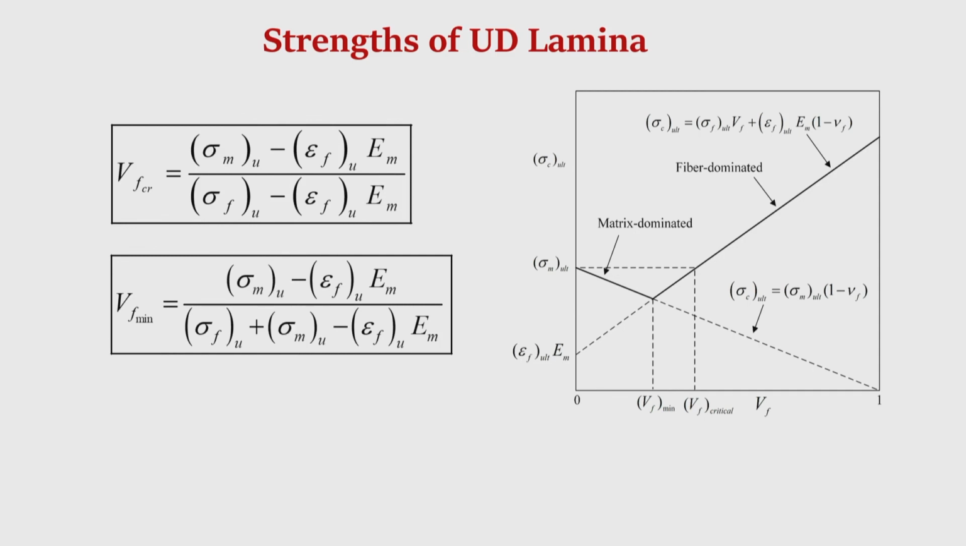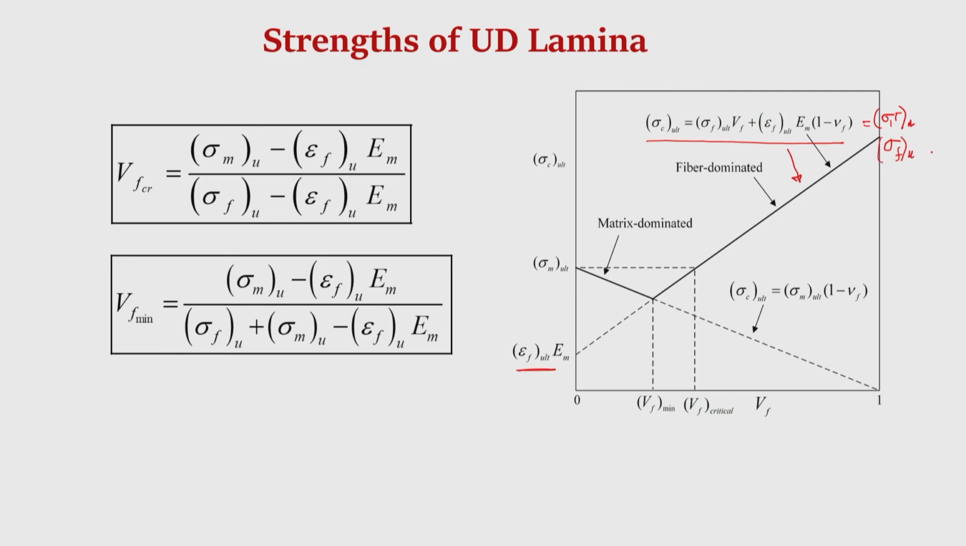Now, if we plot the ultimate tensile strength of a lamina, this is sigma 1 T u, considering the fiber failure as the failure of the lamina. So, this is the plot. Okay, we get this straight line. Of course, at V f equal to 0, this is nothing but sigma f u into E m over E f, and at V f equal to 1, this is nothing but sigma f u. Okay.